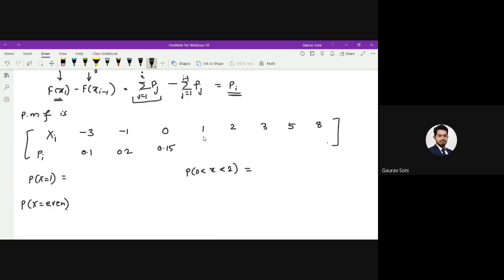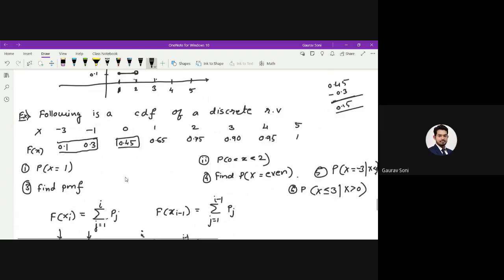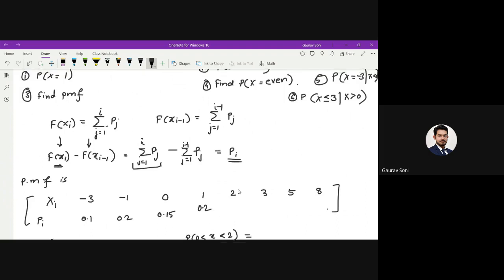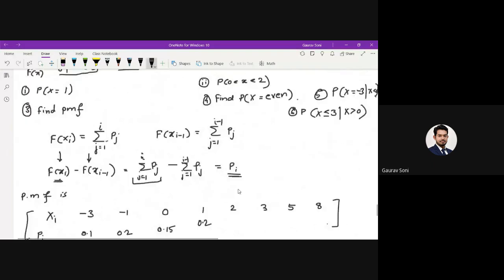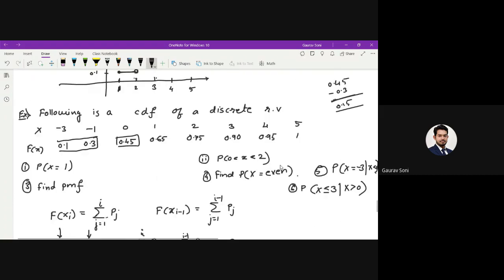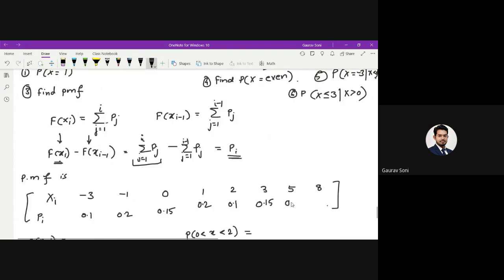Then for 1, at 1, 0.65 minus 0.45, that will be 0.2. The next one will be 0.1, 0.1, then 0.15, 0.05. The last one is also 0.05.